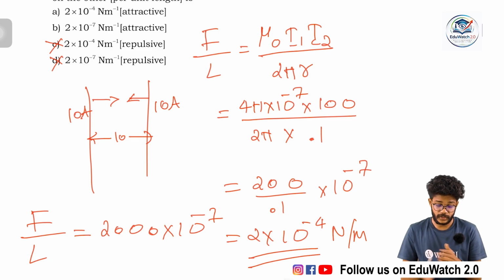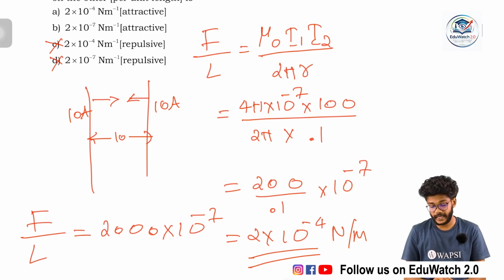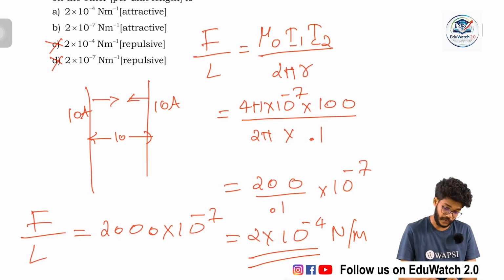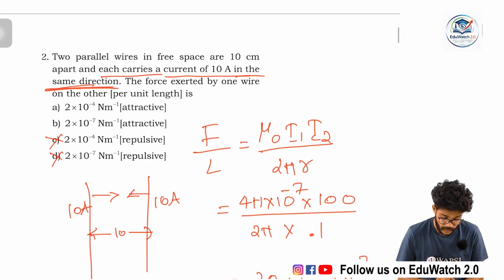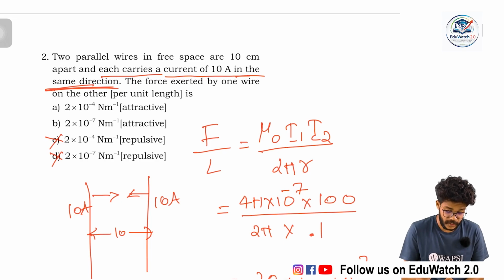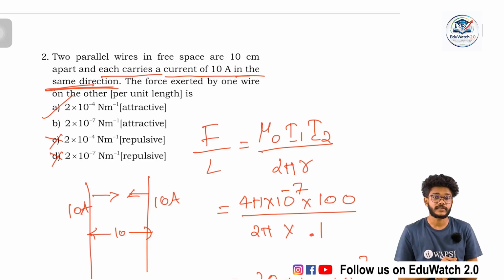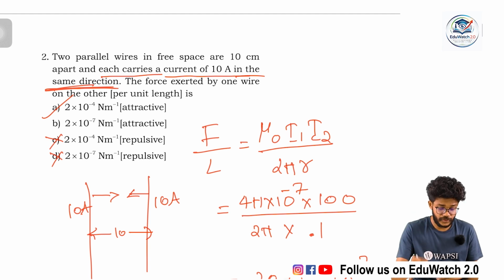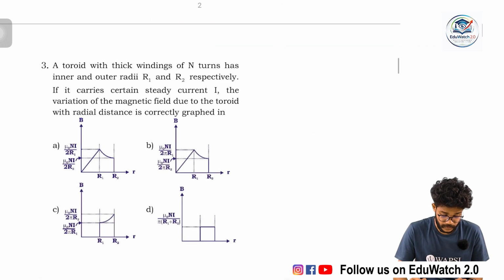The unit for the force is Newton, unit for the length is meter, so Newton per meter is the unit. The magnitude of our force per length is 2 into 10 raised to minus 4. So 2 into 10 raised to minus 4 attractive, which is option A, is the correct answer. Then we can move to the third question.